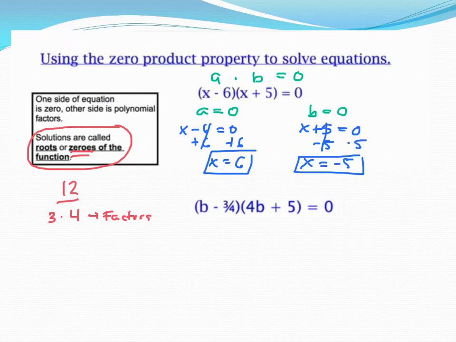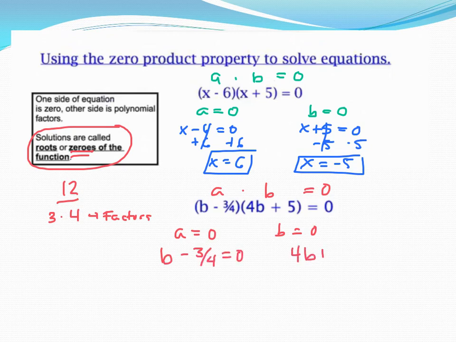Okay, let's do the second example. Here I have b minus 3/4 times 4b plus 5 equals 0. So again, same idea as up here. I'm going to say the first one is a, the second one is b. They're multiplied together to give you 0. So I know I'm going to set a equal to 0, and I'm going to set b equal to 0. So that means I have b minus 3/4 equals 0, and I have 4b plus 5 equals 0.